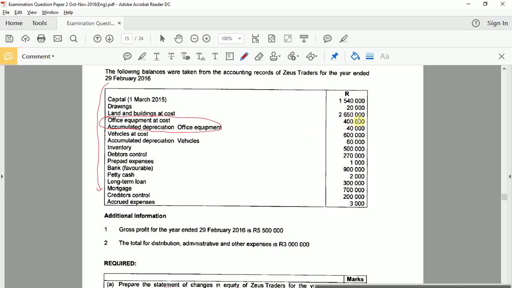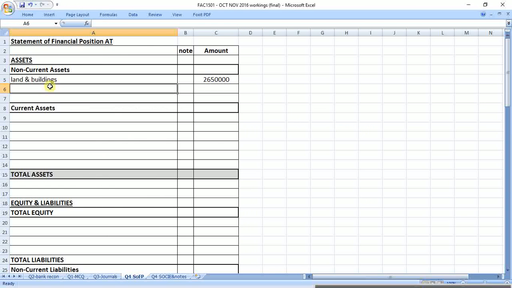So 400 minus 40 is going to be shown here as office equipment. 400,000 minus 40,000. Close brackets gives you 360. Got that? I have a debit and a credit side. The one is for a working. You don't have to show the working, you'd be showing it in brackets. Okay.